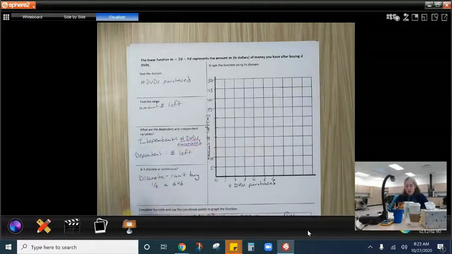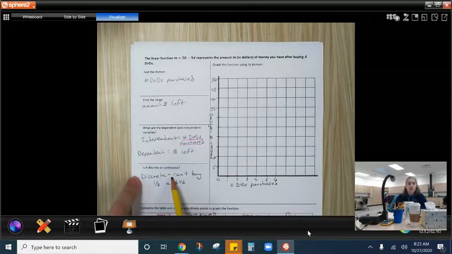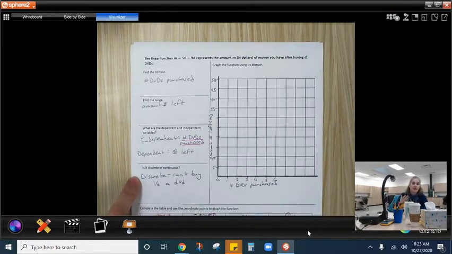All right, is it discrete or continuous? Well, think about this. Can I buy a half a DVD? No store is going to sell me half a DVD. So I can't buy it, which means this is discrete. It's not going to be continuous. I can't have any amount. I can only have certain amounts, so it's discrete.